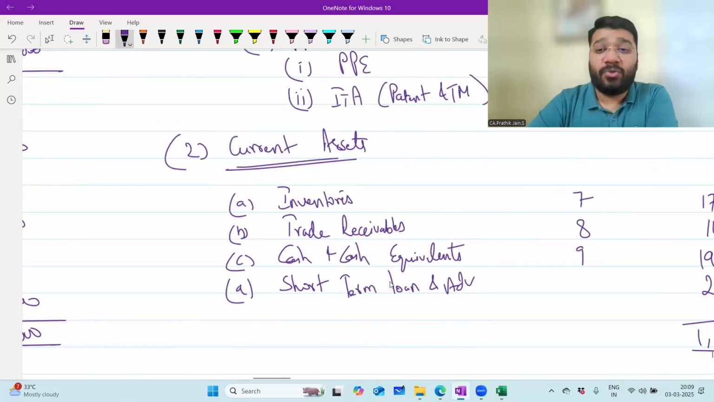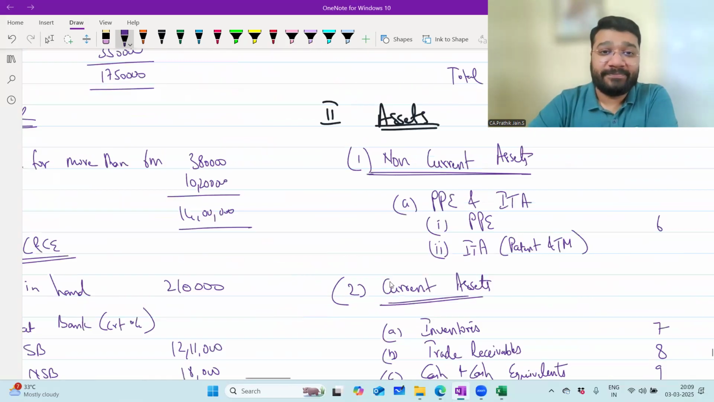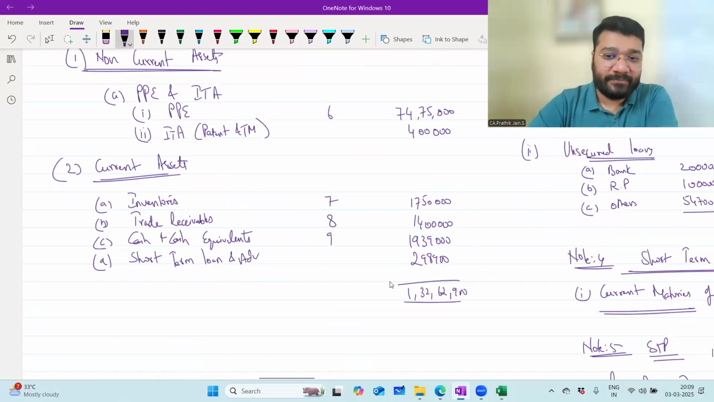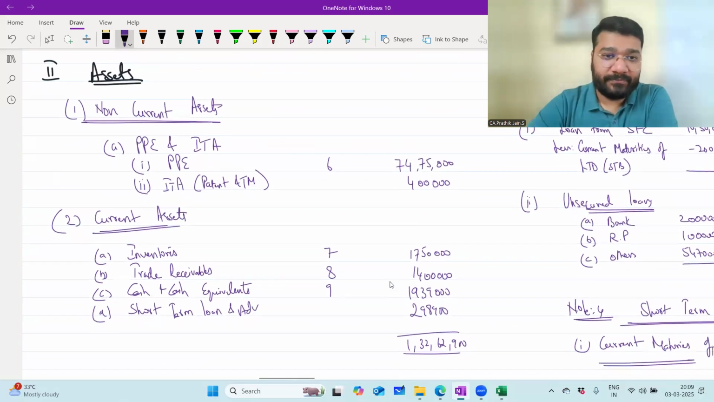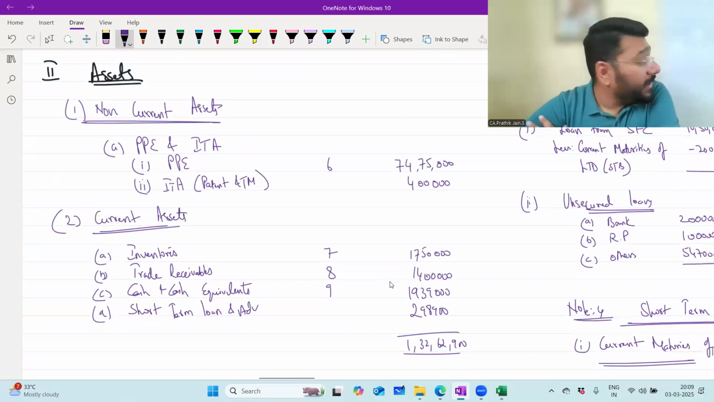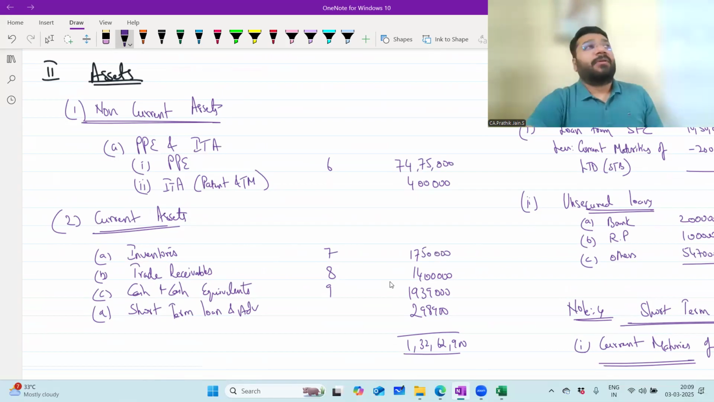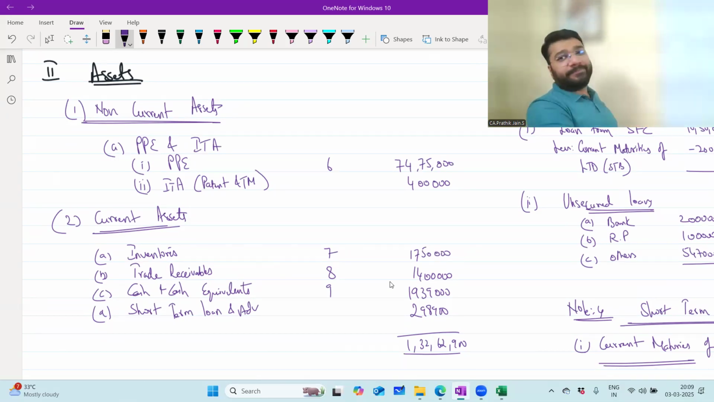Balance sheet, okay. It's the total asset part. That's all.